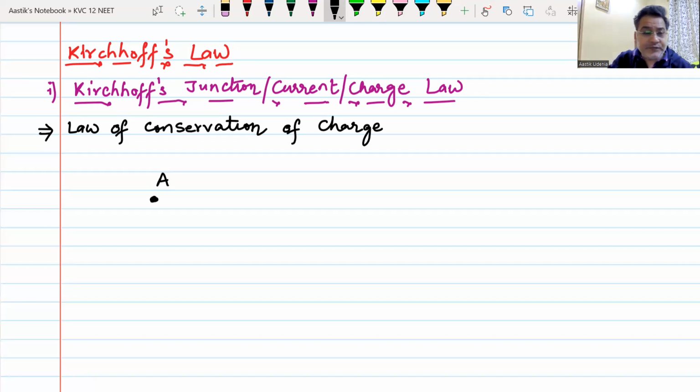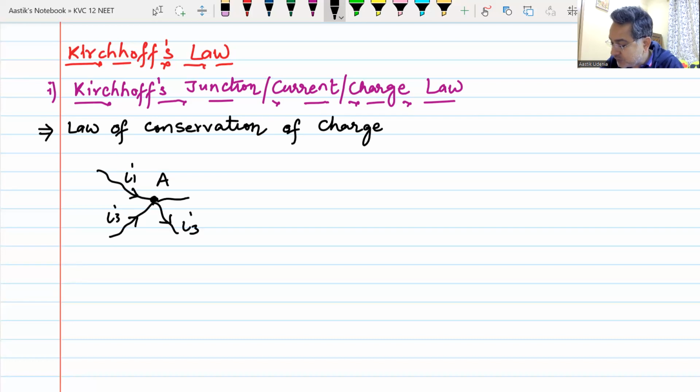If you have this junction, this point A is a junction. When I say it's a junction, more than two currents are meeting here. One current is coming from here, I1. One current is coming from here, I2. One current is going here, I3. One current is going here, I4.